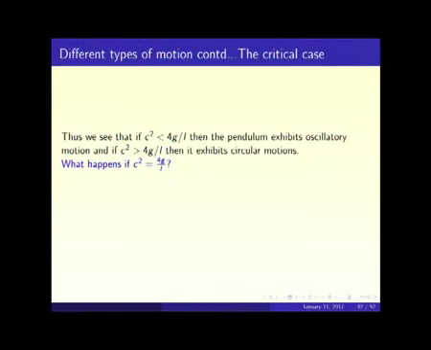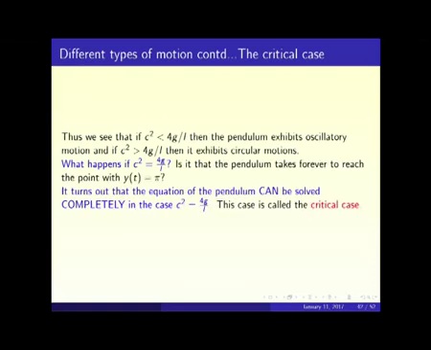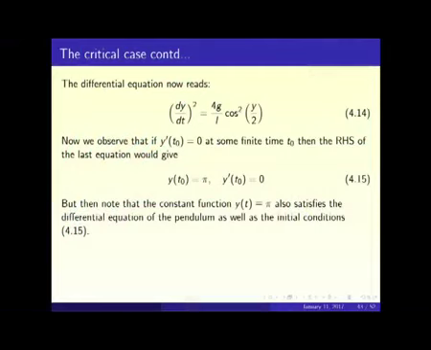So, what happens at the critical value c² equals 4g/L? Is it that the pendulum takes forever to reach the topmost point, the angle pi? We must investigate that and see whether that happens. It turns out that in this critical case, we are singularly lucky. We can actually complete the integration of the differential equation. So, let us see how to do that.